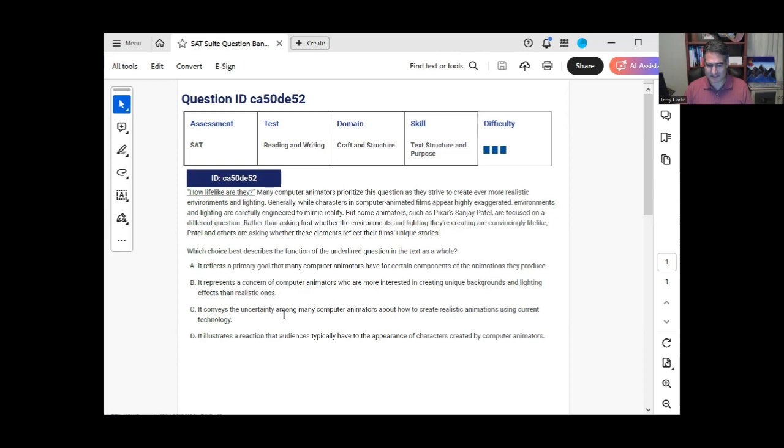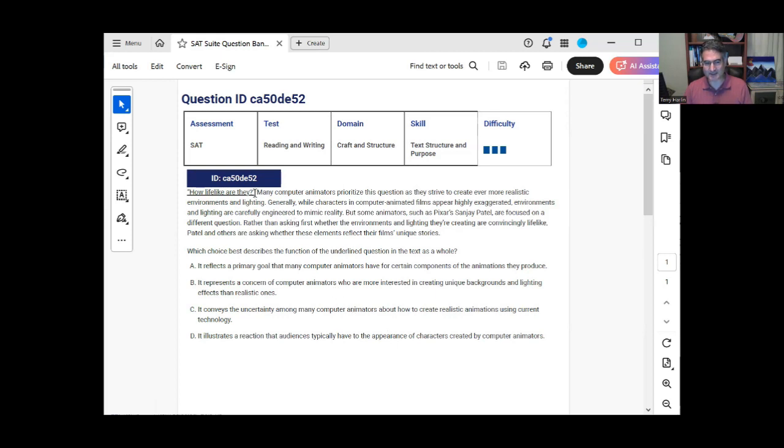C, it conveys the uncertainty among many computer animators about how to create realistic animations using current technology. Well, here it's saying it's prioritizing the question, not conveying an uncertainty. So C is out. D, it illustrates a reaction that audiences typically have. Okay, well, it's not talking about audiences here, it's talking about computer animators. So A is our best answer here. We did have to read a little bit further than this, but not very much. So you can see how these questions are really pretty straightforward.